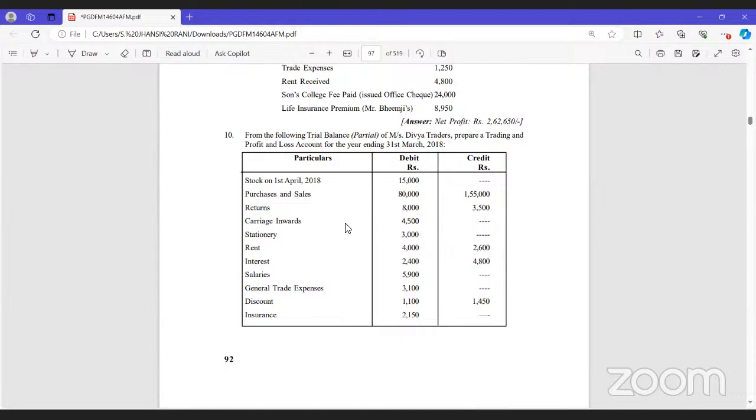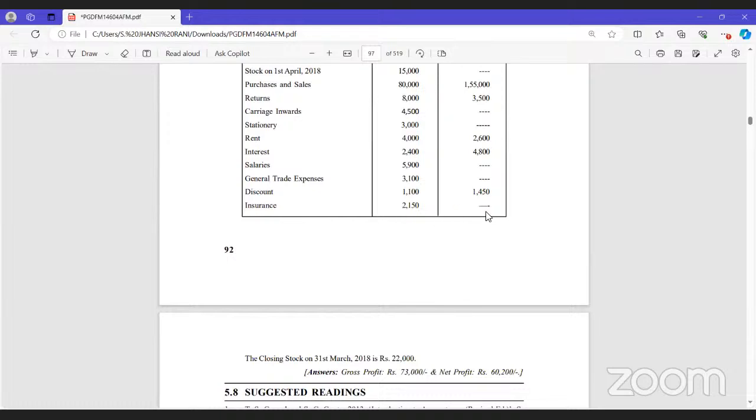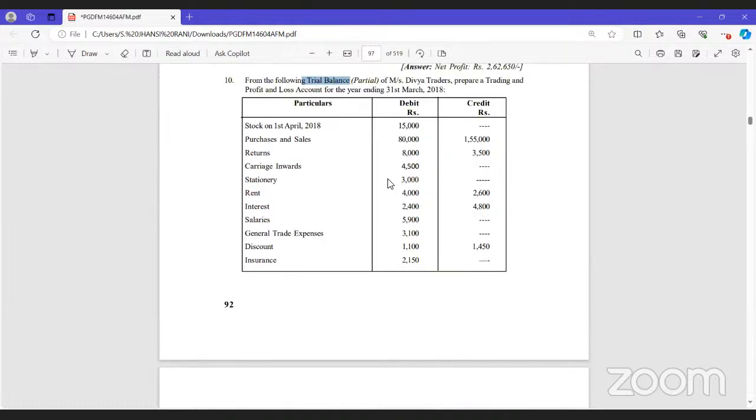Yes, ma'am. In that case, what you have to do, for example, if you look at this question, from the following trial balance, they have given trial balance to us. So whenever a trial balance is given, better first you total these two columns. If the totals are equal, then you should get the correct answer. If you are not getting it, means you have gone somewhere wrong.